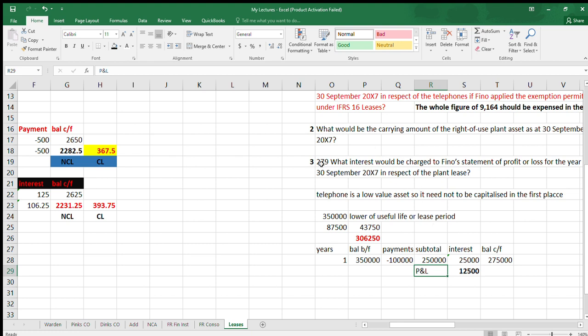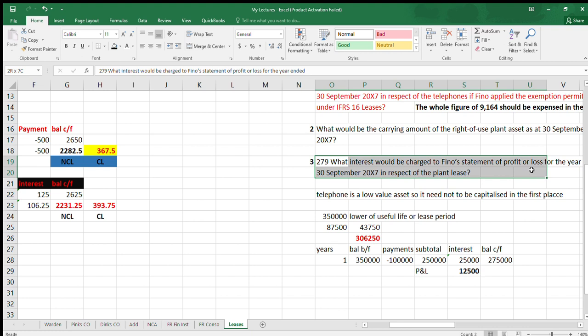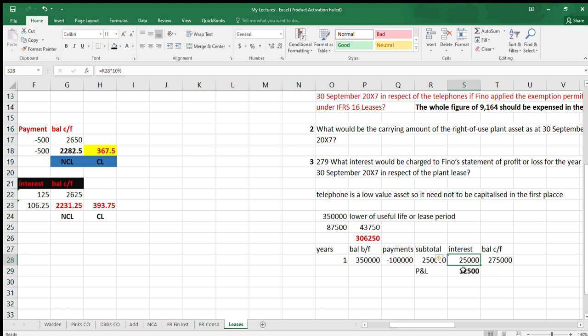So what interest will be charged to Fino's statement of profit or loss for the year ended. So your P and L figure will be this, the interest multiplied by 6 divided by 12, 12,250. So your balance carry forward figure is supposed to be your subtotal plus this. That's all. So because it is for half a year, but if it is for a full year, then just be this plus this.